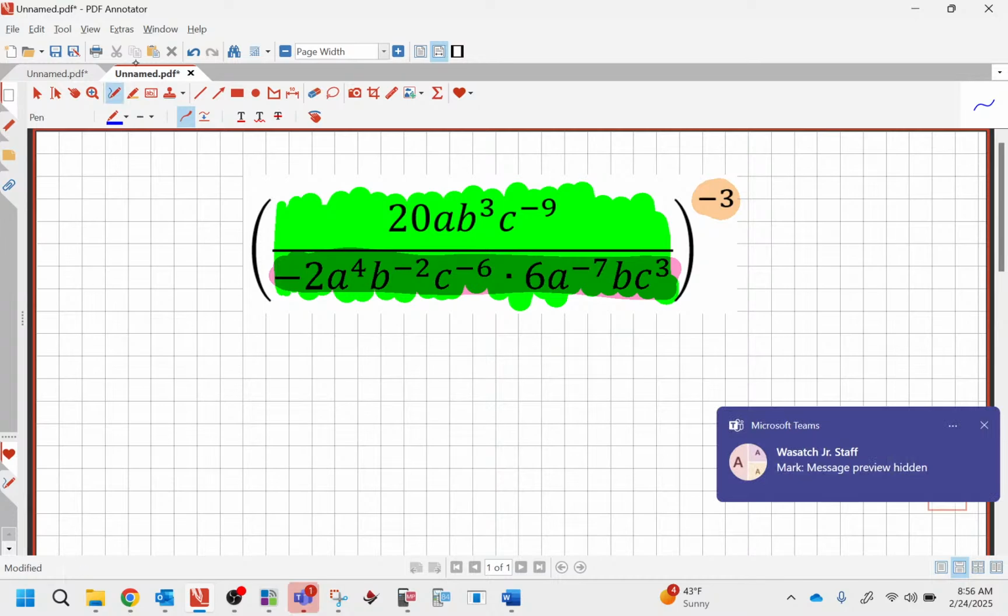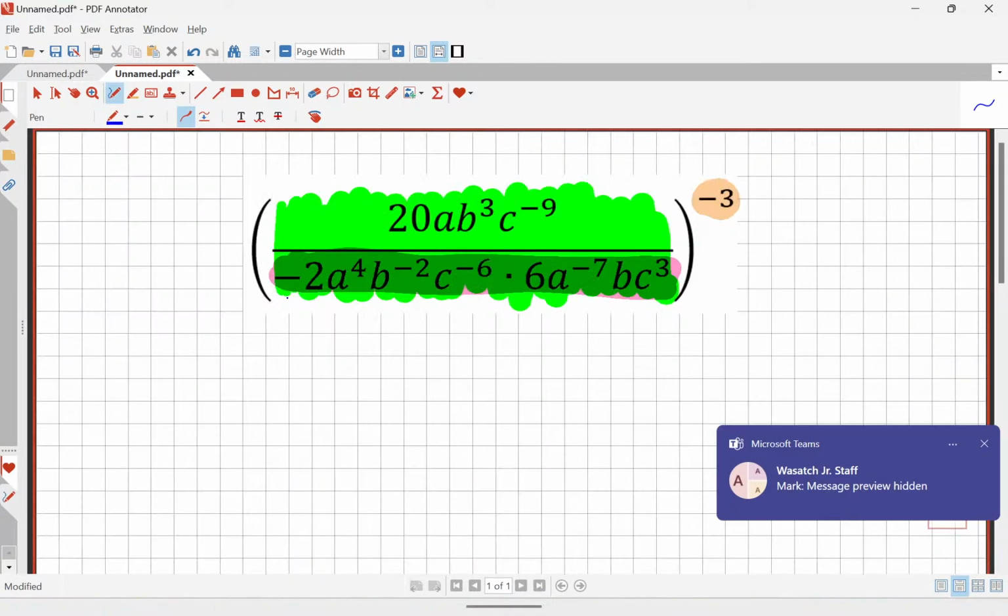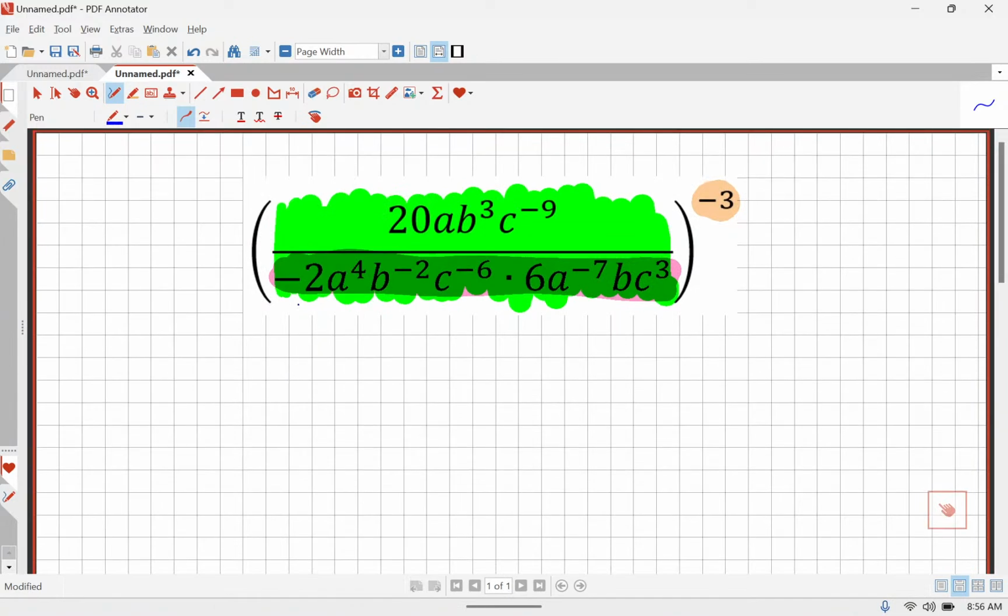So what am I going to do? I'm going to pretend the rest of this doesn't exist. How am I going to do this gray part here, Josh? And that's negative 12. Yeah, oh, the exponents, yeah. The 4 and the negative 7, that's a to the negative third. Negative 2 plus 1 is negative 1. Negative 6 plus 3 is negative 3.